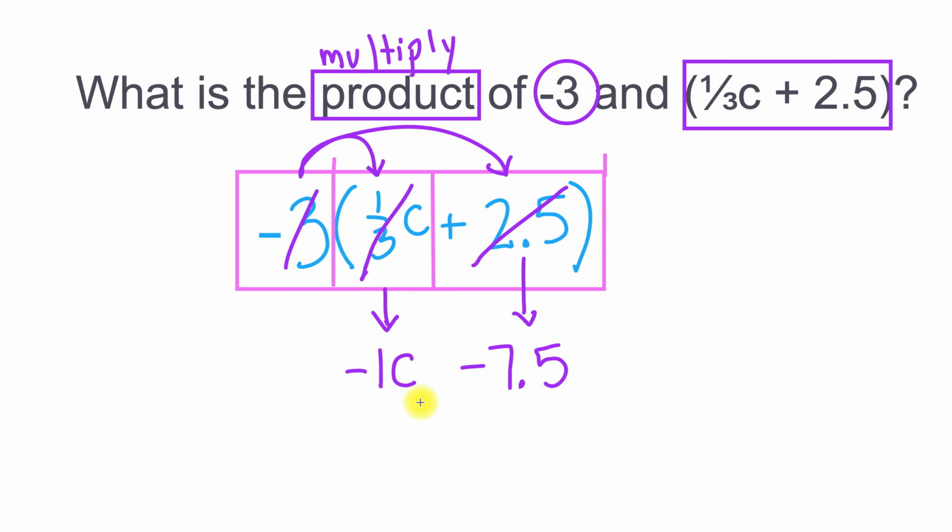And there's nothing else to do because we can't combine these two terms in the expression because one is a variable term and one is a constant. Therefore, our final answer is -1c, put a box, -1c minus 7.5.